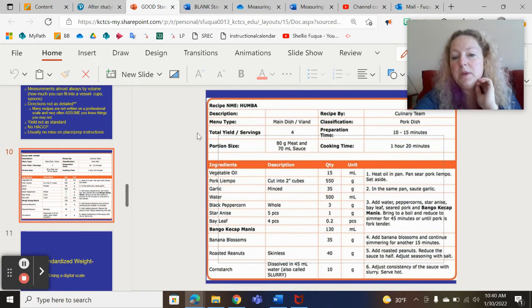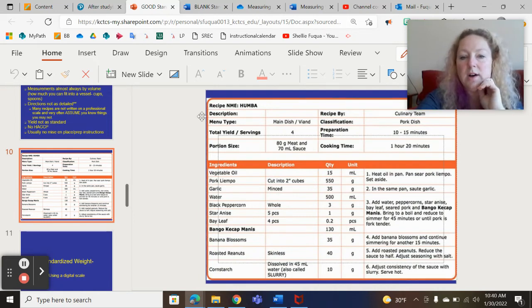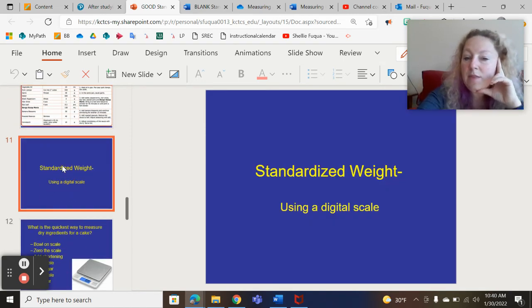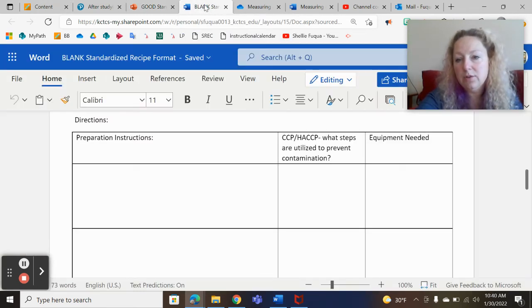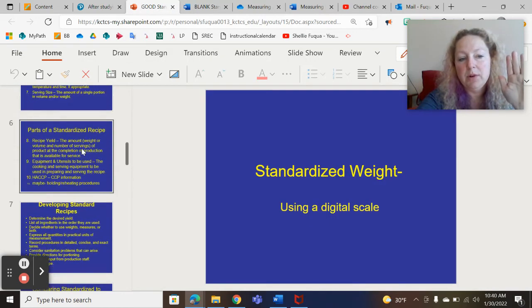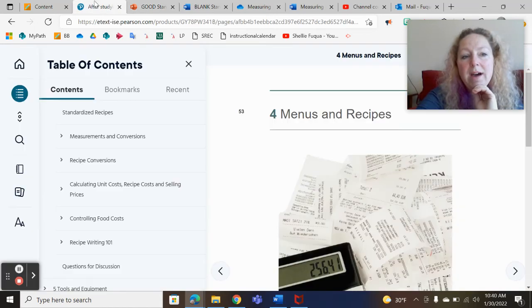Here is another example of something you may see in a standardized recipe. You can see it's a lot more detailed. And with weight, I'll do a specific video for that one, but that's really it. So I'm going to give you access to the standardized recipe blank that you can have here, and the standardized recipe presentation. You do have access as well to your textbook.